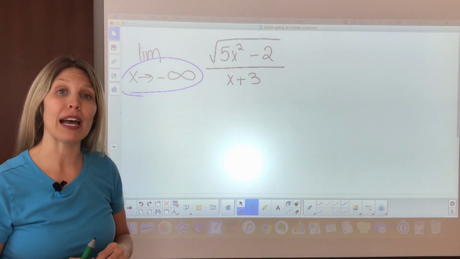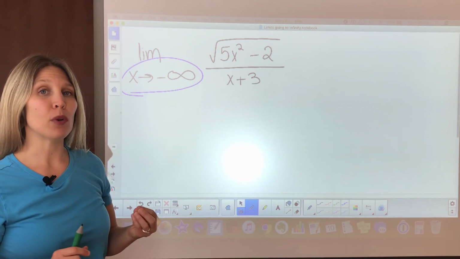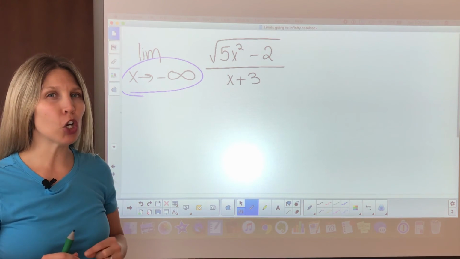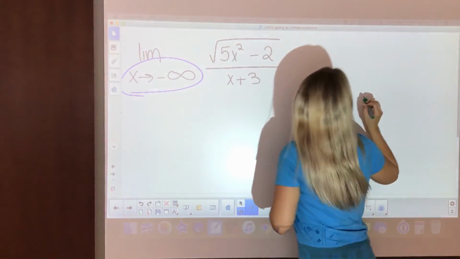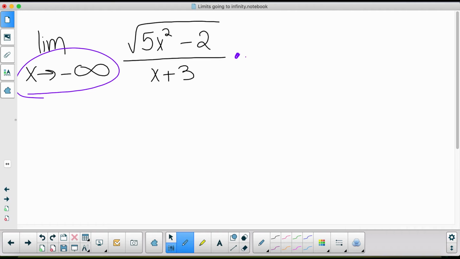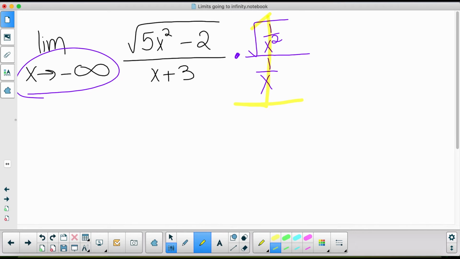The denominator has x to the first power. The numerator is x squared, but it's under a square root. So let me work with you on something here. What we're going to do is our denominator is going to be 1 over x, but our numerator is going to be the square root of 1 over x squared. The thing is, this has to be a 1. And the first thing we have to talk about is if the numerator and the denominator actually match. So let me show you here.